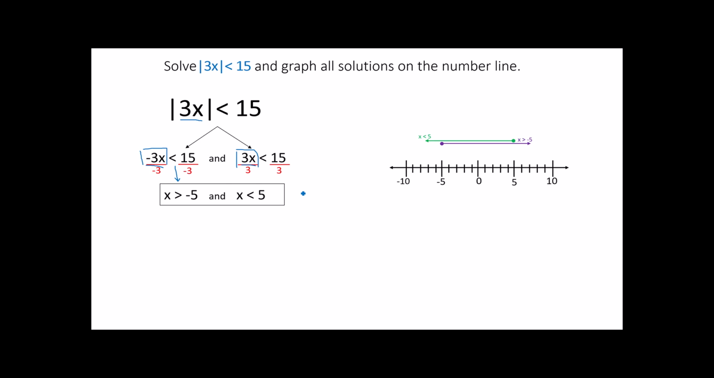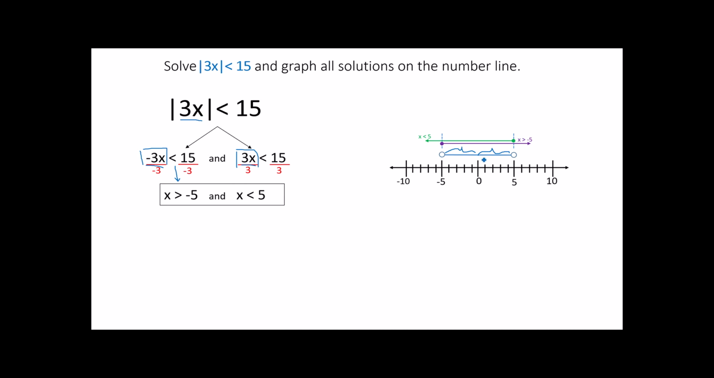I can graph x is less than 5. I can graph x is greater than -5. And when I do that, I have an overlap. This section in the middle is my solution. Notice that all of these things are within 5 spaces from 0. Notice if I were to pick a number like 3, 3 times 3 is 9. Absolute value of 9 is less than 15. If I were to pick a -3, 3 times -3 is -9. The absolute value bars will make it into +9, which is less than 15.